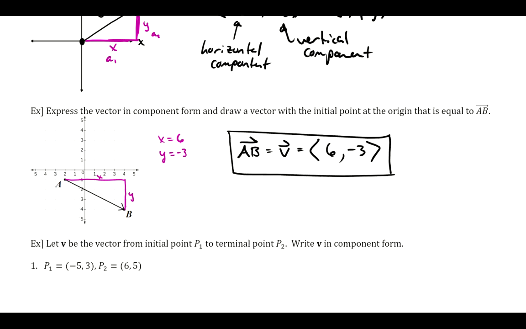Now it's going to kind of overlap in this picture, but I'm going to draw what they said, the initial point at the origin. I just need to make sure I go 6 to the right, so 1, 2, 3, 4, 5, 6, and then down 3, 1, 2, 3 is about there, so it's a little off the grid. But then I can connect it, so there's my A, there's my B, and then I'm trying to connect it. There we go.